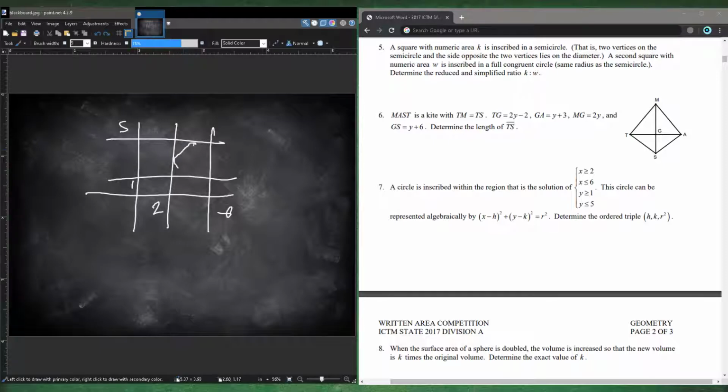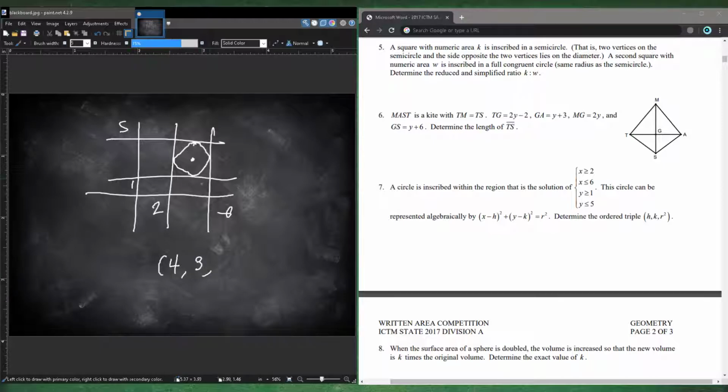That's a bad picture, so something like this. Still a bad picture, but it's okay. So our h is where our x is positioned, which is right between 2 and 6 in the middle. So 2 plus 6 is 8. 8 divided by 2 is 4. So our h is 4. Now our k is the same thing, just now in the y. So 1 plus 5 is 6. 6 divided by 2 is 3.